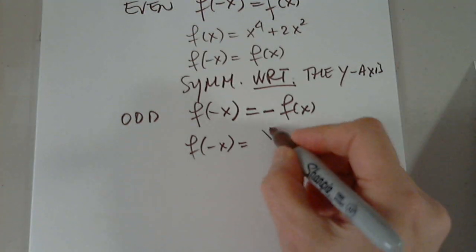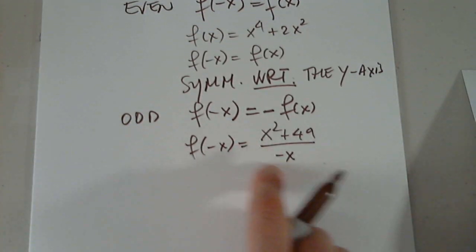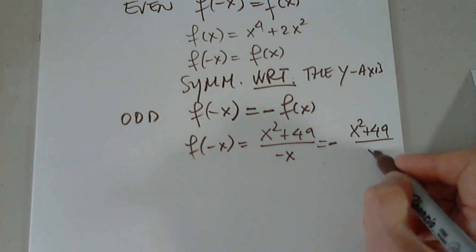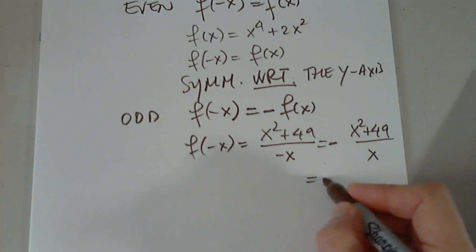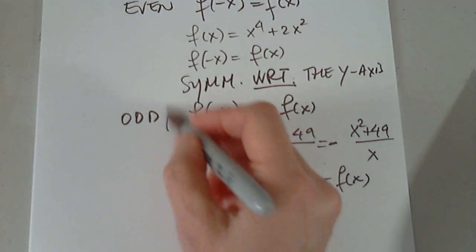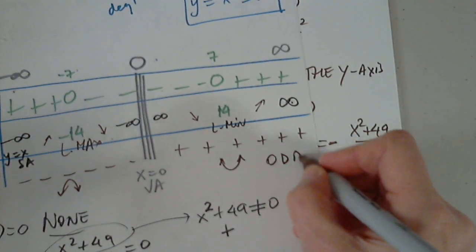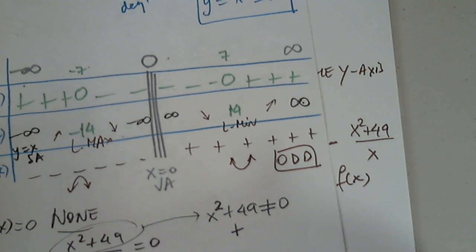So it will be x squared plus 49 divided by negative x, and I'll bring the negative in front. And this is exactly it, the opposite of the original function. So our function is odd. So it's an odd function. This is the only thing that does not fit in the table. I have to write it on the side.